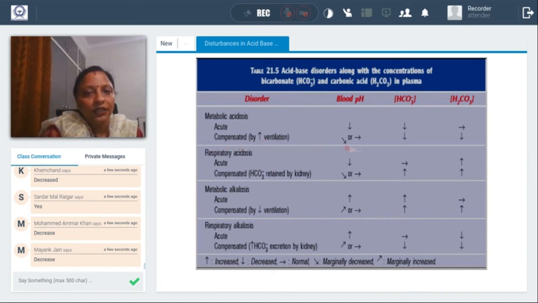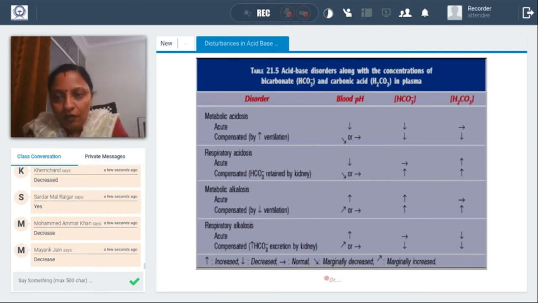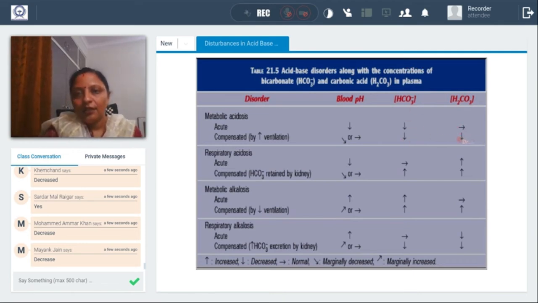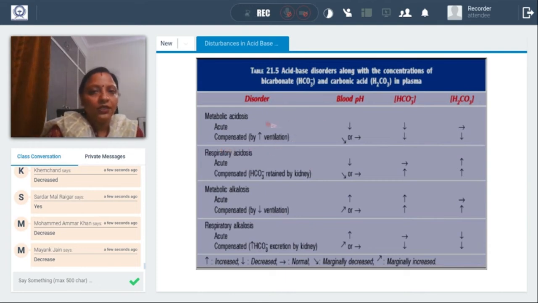By this hyperventilation, bicarbonate decreases and H2CO3 also decreases. It means blood pH may be increased toward normal. This is the compensatory mechanism, because in the case of metabolic acidosis, it shows low pH.